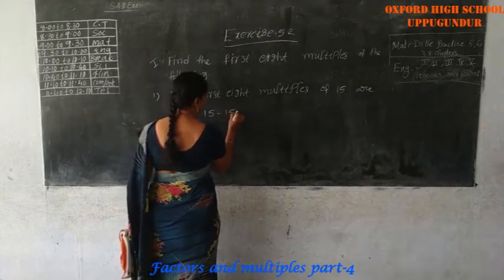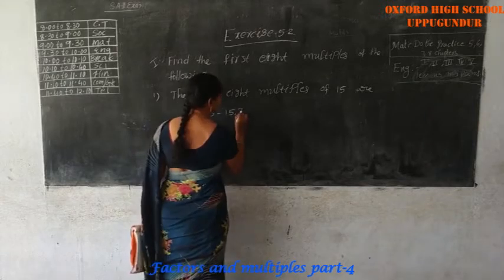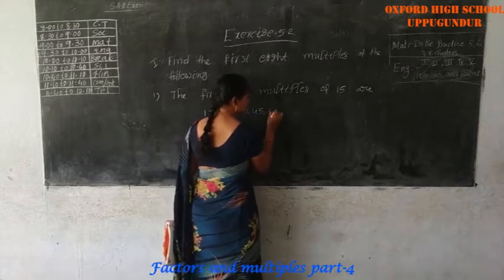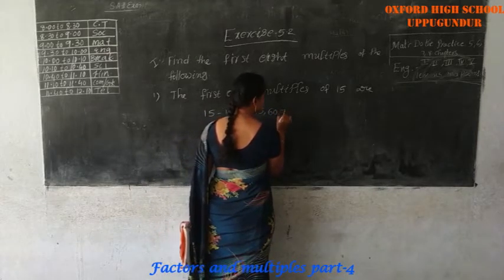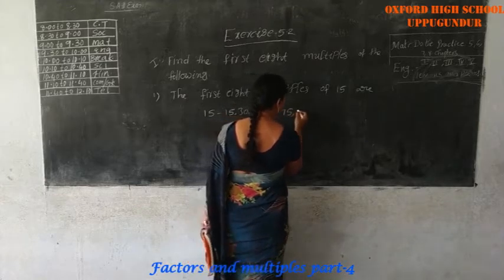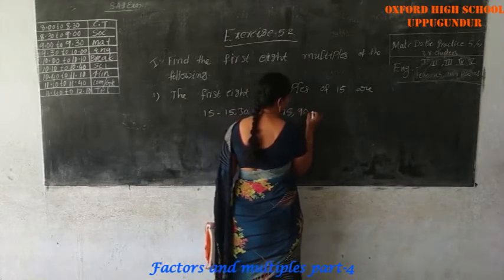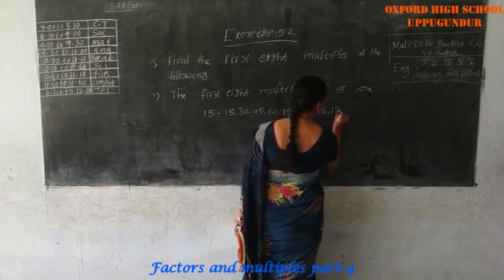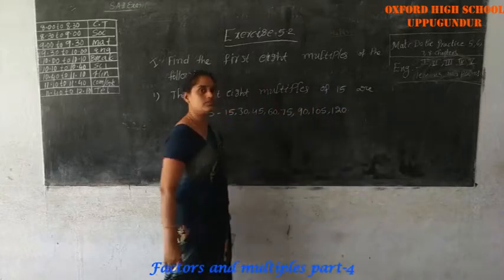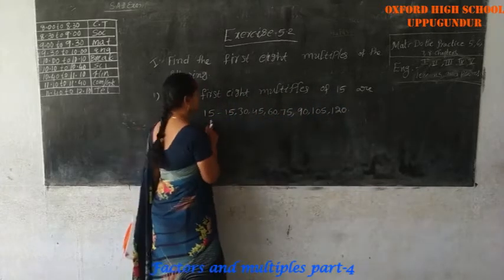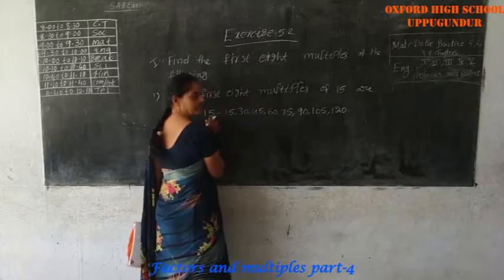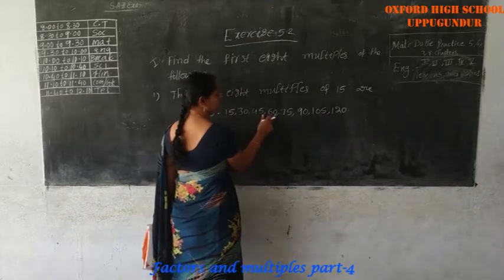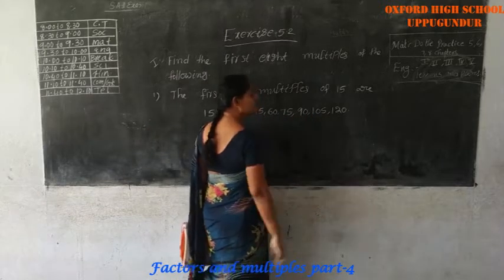15 1 ja 15, 15 2 ja 30, 15 3 ja 45, 15 4 ja 60, 15 5 ja 75, 15 6 ja 90, 15 7 ja 105, 15 8 ja 120. These are 8 multiples. Okay, the first 8 multiples of 15: 15, 30, 45, 60, 75, 90, 105 and 120.